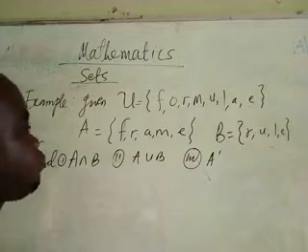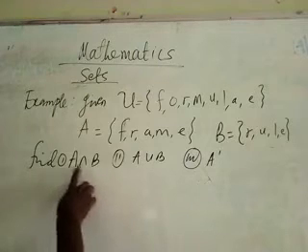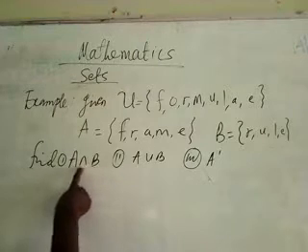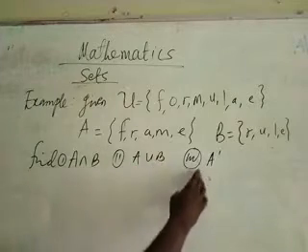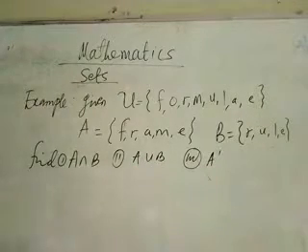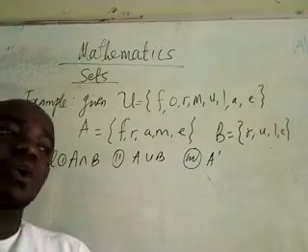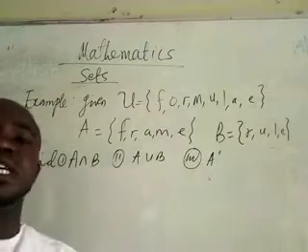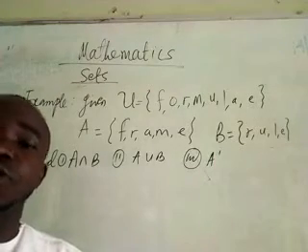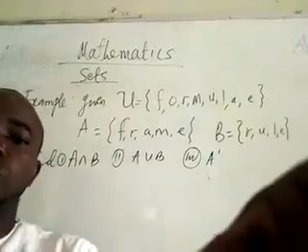Do you understand? In the question, we were asked to find A intersection B. This is the symbol for intersection. A union B and A complement. Now I'm going to explain all this for you. What is the meaning of A intersection B? What is the meaning of A union B? And what is the meaning of A complement? You understand? I'm going to do that explanation for you.